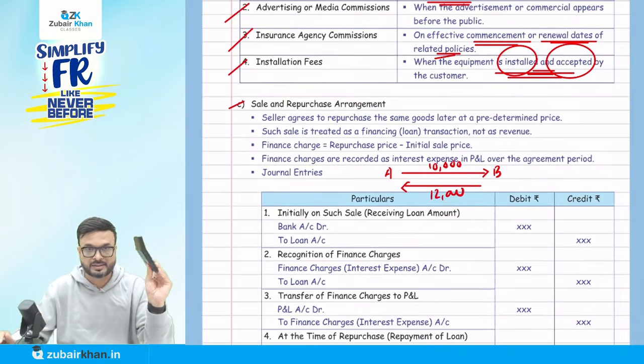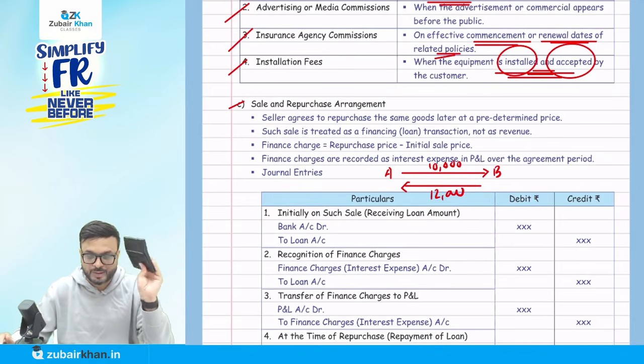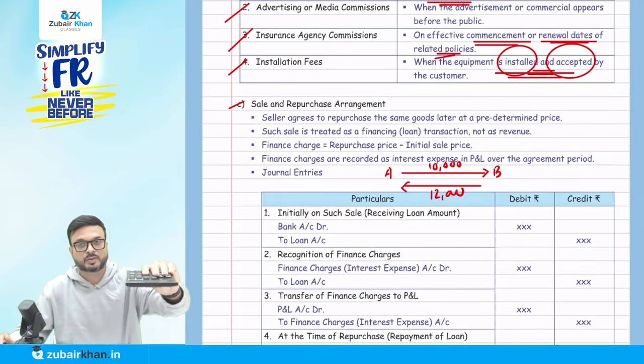Suppose I want to sell you this calculator. I know the value of this calculator is not 10,000, it's just an example. I sold it to you at 10,000, so I recovered the amount.